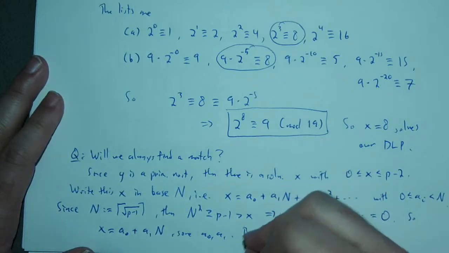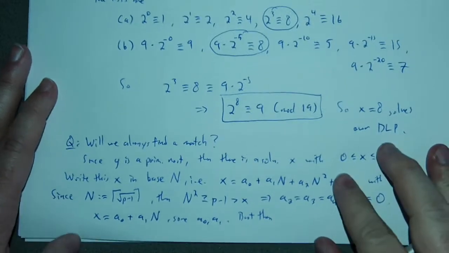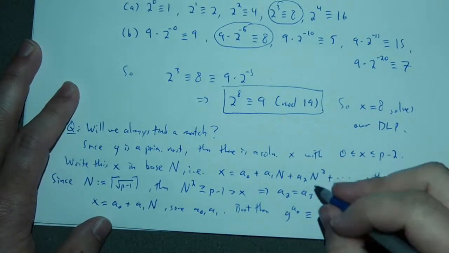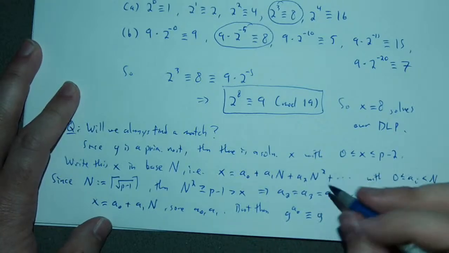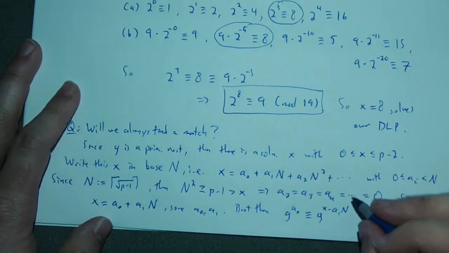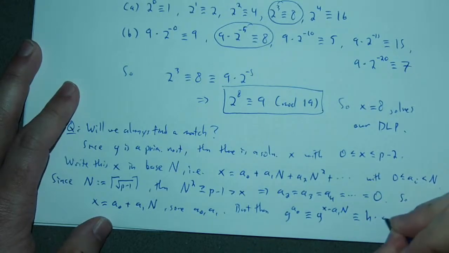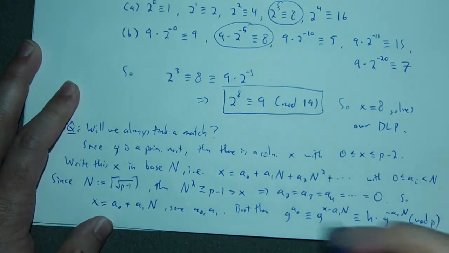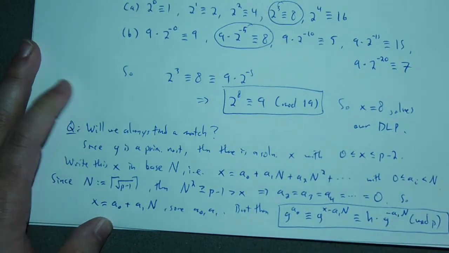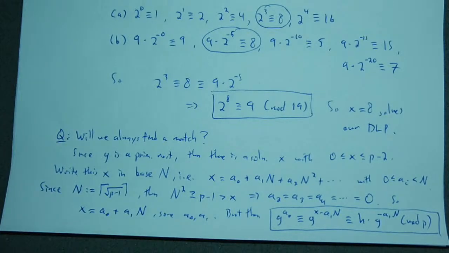But then what do I get? I get that g to the a naught is congruent to g to the x minus a sub 1 times big N, but this is congruent to h times g to the minus a sub 1 big N mod p, right? So this is exactly what tells me I have a match in this case. All right, well that's great.